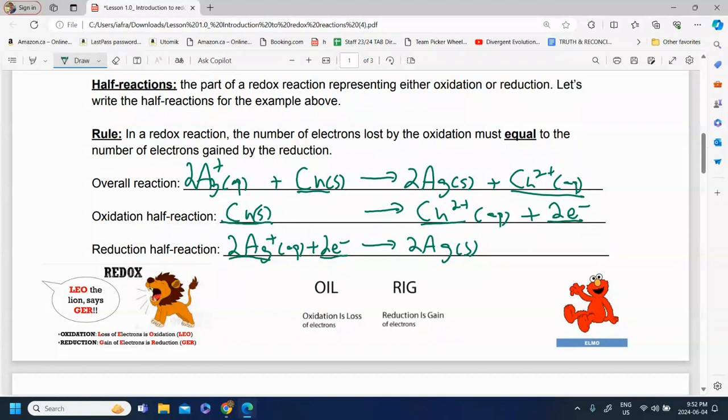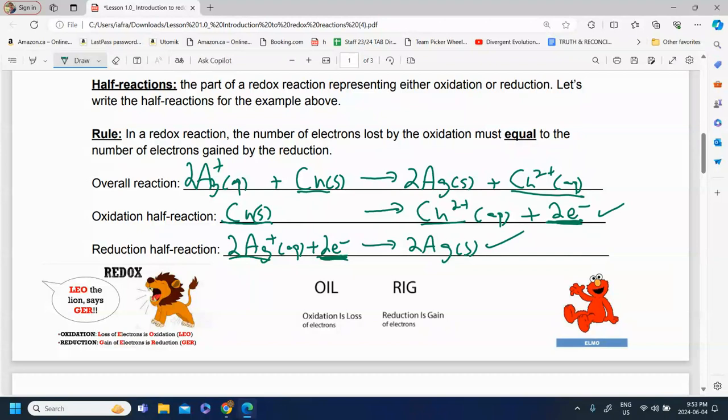The idea is that your half reactions should have the same number of electrons, because if you think about it, whatever was lost in the oxidation, if that's 2 electrons total, must be gained in the reduction, 2 electrons total. It's a transaction, okay? If 2 electrons are lost by something, then 2 electrons must be gained by something. And so this is an oxidation half reaction, and this is a reduction half reaction.